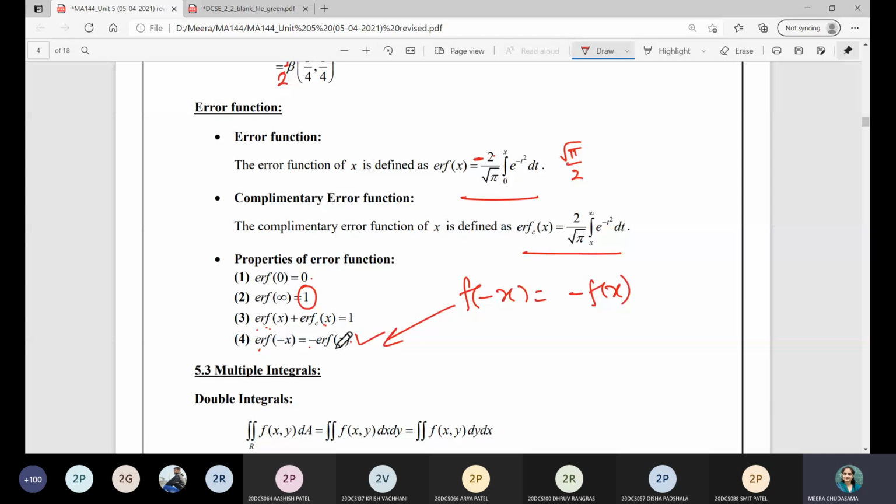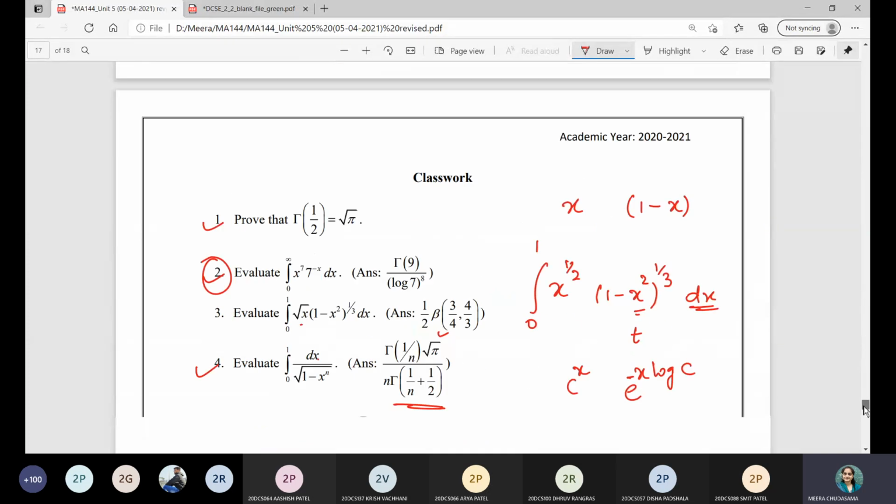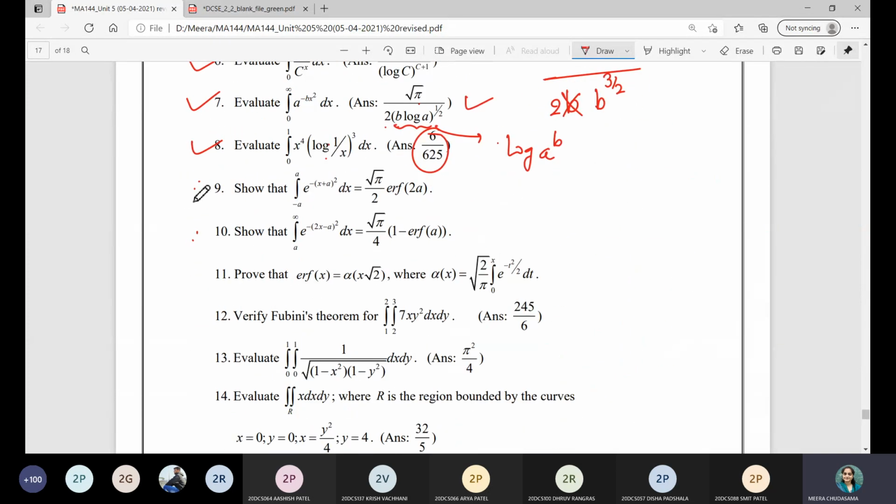So let us now consider the examples. These two examples we have to consider. Both of them correspond to show-that problems. First we are given the integral, right? This also corresponds to an integral. So let us do the example number 10 first, right? The integral from a to infinity of e raised to minus 2x minus a whole square dx is equal to... we want to prove this one, right? So let us do it.